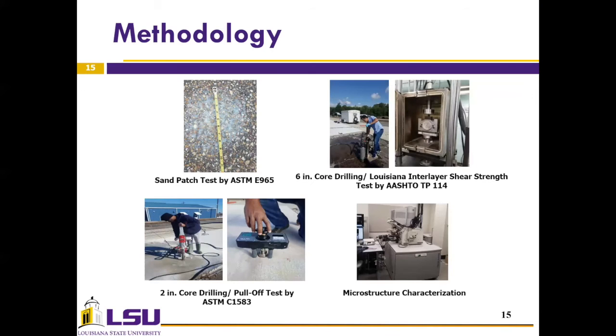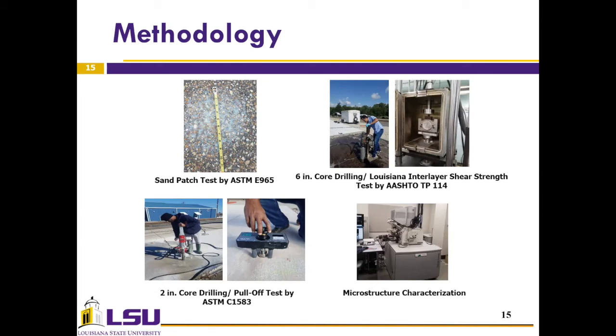Our methodology was the following. We conducted a sand patch test by ASTM E965 in order to characterize the macro texture of the asphalt. Then we took 6-inch cores from our milled and unmilled asphalt length. We poured ECC and concrete on top of these cores, and we conducted the Louisiana interlayer shear strength test by DOTD TR 114.